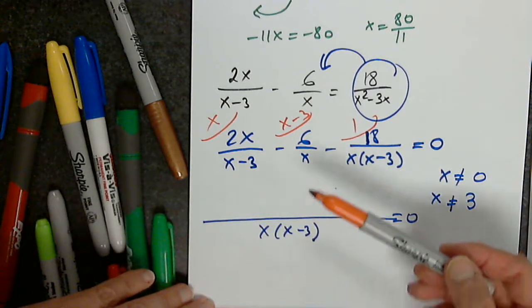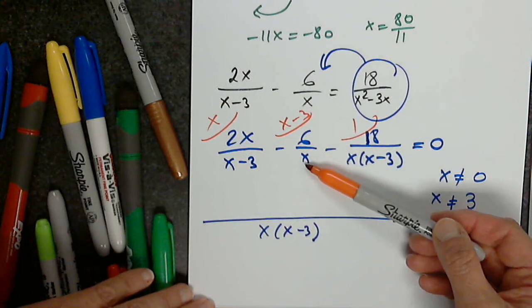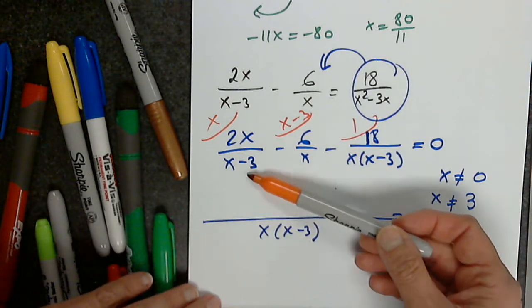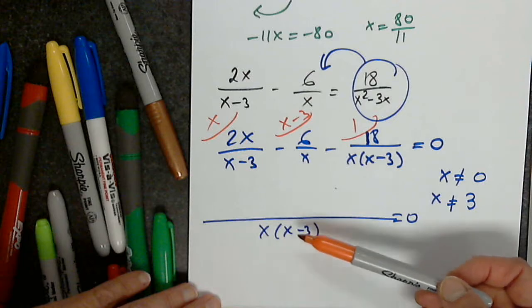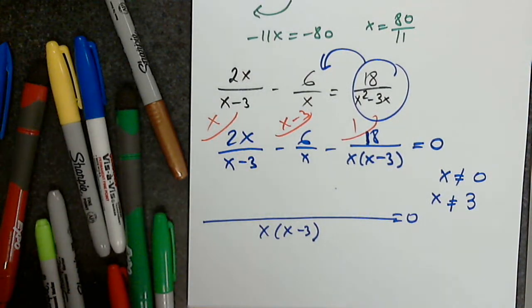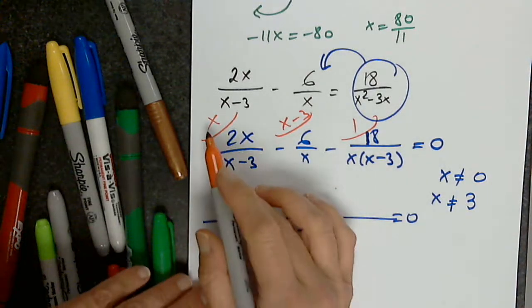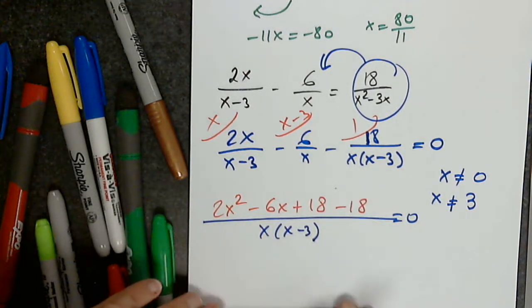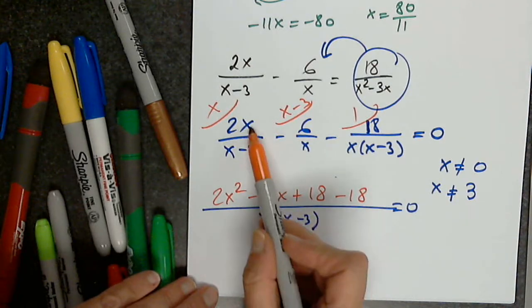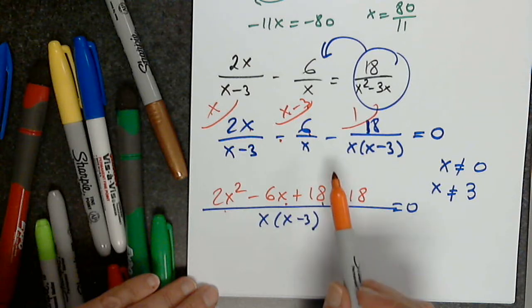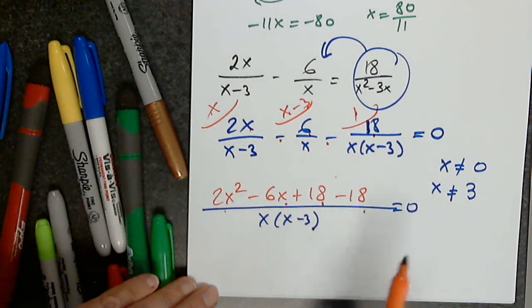1 times this is this. x minus 3 multiplied by x gives us this, so I have to multiply the numerator by the same quantity. x minus 3 was multiplied by x, and I get this, and then the top gets multiplied by x as well. Okay, so then I have 2x squared minus 6x plus 18 minus 18. So 2x times x, negative 6 times x, negative 6 times negative 3, and negative 18 times 1.